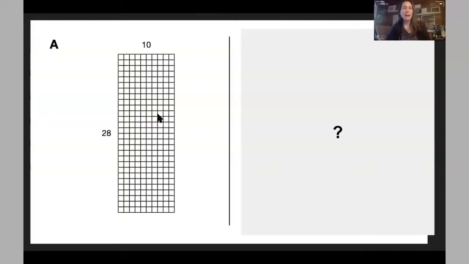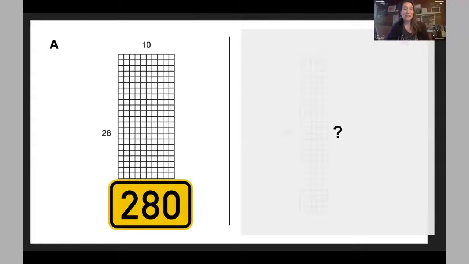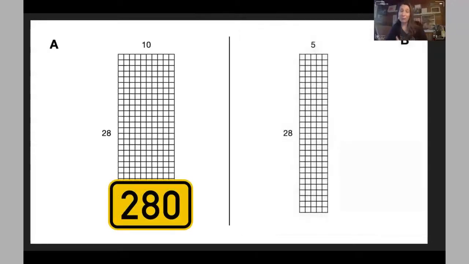So here's one, side A, 28 times 10. How much is it? How do you know? Yes, 28 times 10 is 280 because you're going to place a 0 on that 28. Half of that, look carefully, 28 times 5 is not a fact you know in your head, but if you go back to 28 times 10 is 280, half of that is 140.